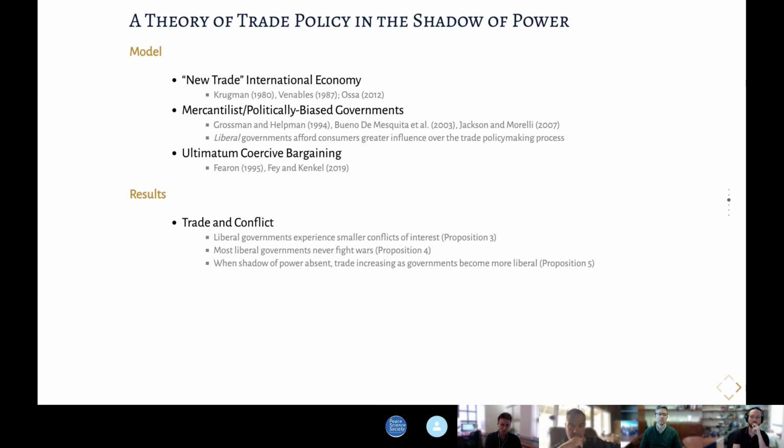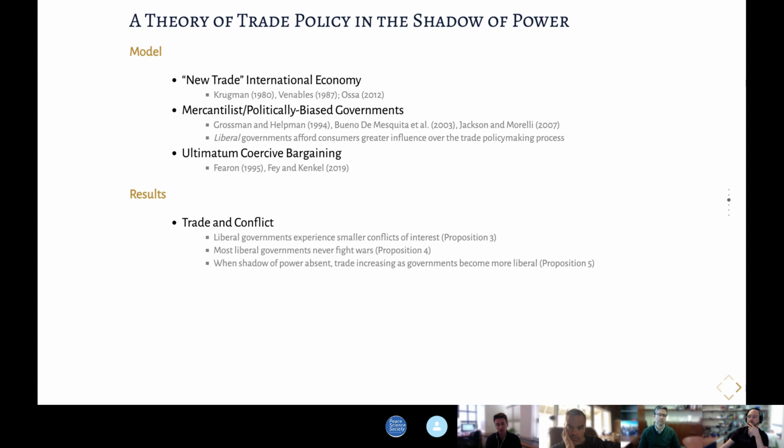And the results, at the highest level, look something like this. We're going to see that the most liberal governments are going to prefer to adopt free trade policies when left to their own devices, and this is going to mean that they experience very small conflicts of interest. And in fact, we're going to be able to find types of governments such that the conflict of interest is so small that they're never going to want to fight wars.